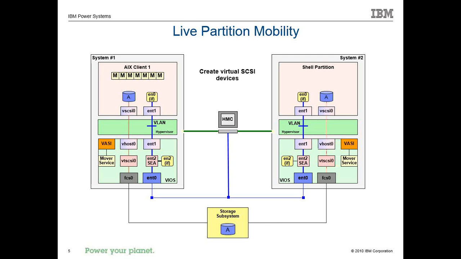And then the HMC and the VIOS will create virtual SCSI devices. We're using virtual SCSI on the left. If we were using NPIV on the left, we'd create virtual NPIV. If you're using both virtual SCSI and NPIV in a client, which customers do, we create all of those. So we'll create all your virtual devices for you on this destination server.